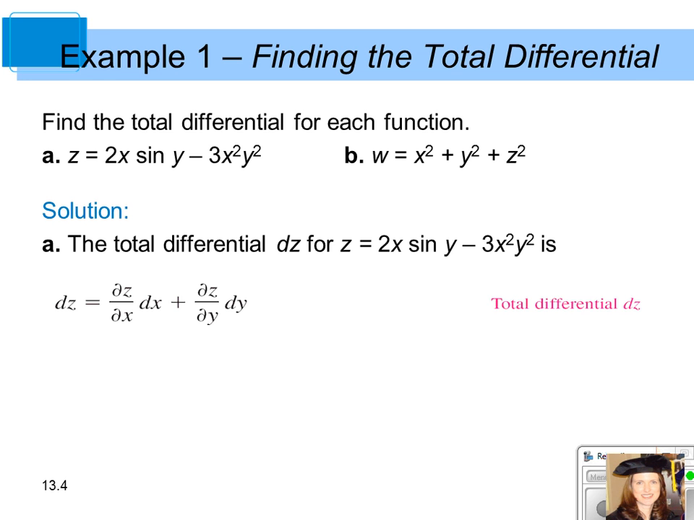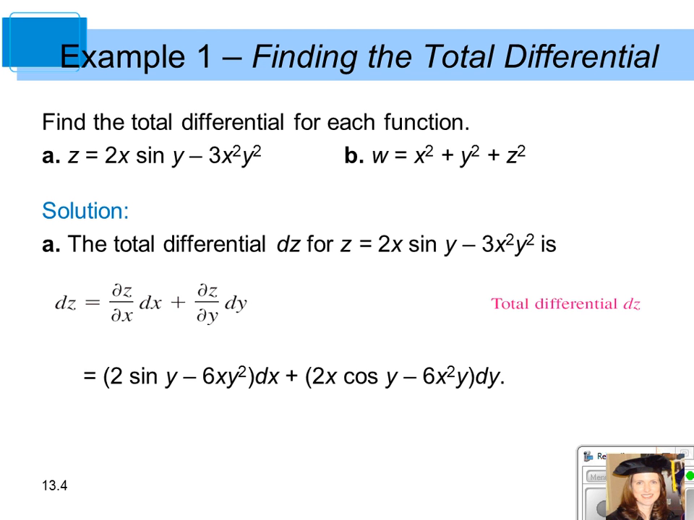So the total differential dz in the first example is the partial of z with respect to x, where you treat x as the variable and y as a constant. The derivative of 2x sine y is 2 sine y, plus the derivative of negative 3x squared is negative 6x times the constant y squared, dx, plus the partial derivative with respect to y. The derivative of 2x sine y is 2x cosine y, and the derivative of y squared is 2y, times this constant out in front. So that's our total differential.